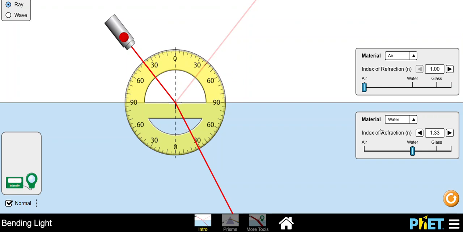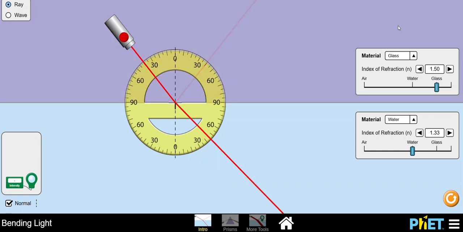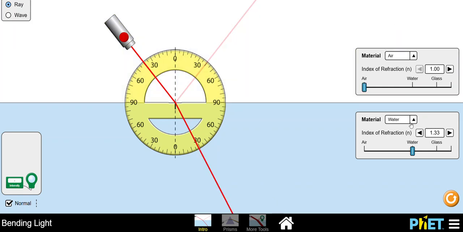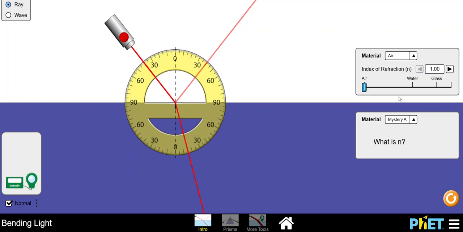Right, now you can also in this simulation change the mediums, for example. Okay, so you can change the medium. You can use the Mystery A medium. This is a medium that you can use later, using Snell's law, to determine what is the index of refraction of the medium. You can find out on the internet, with the data about index of refraction, what this medium is made of.